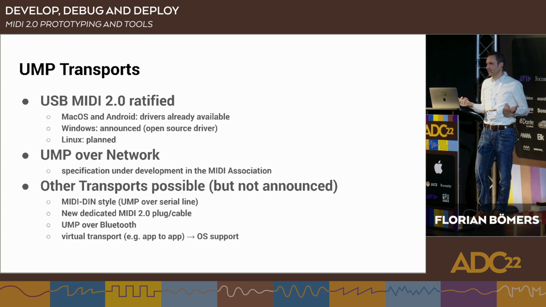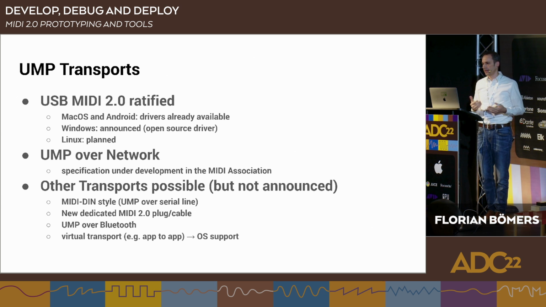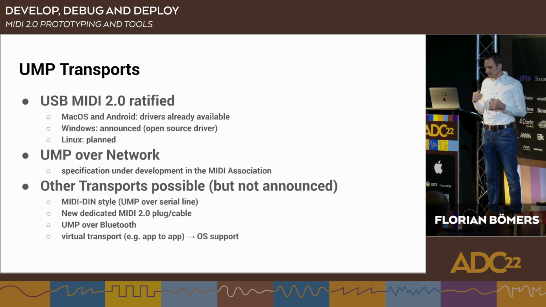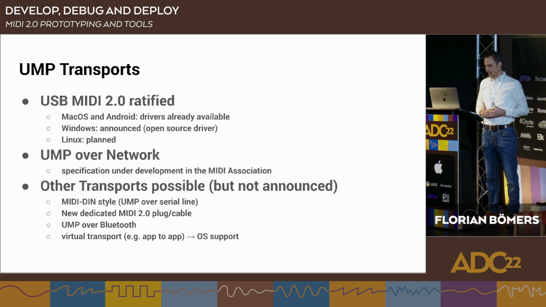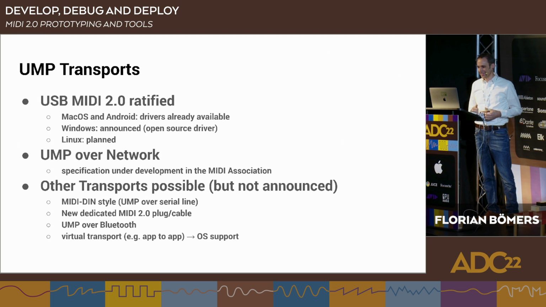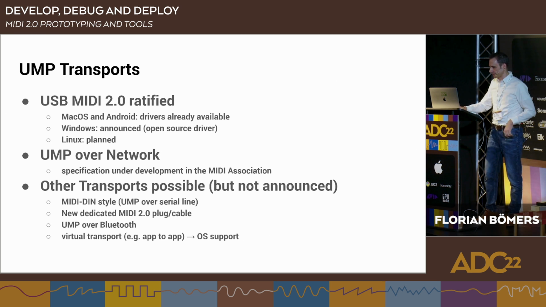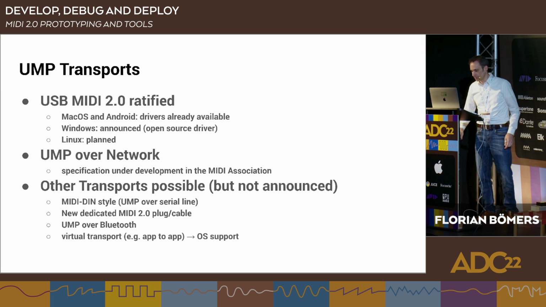One problem with UMP is that it's a new packet format, so you need new transports. USB MIDI 2.0, the standard is ratified in the USB-IF. And we see more and more operating system support. macOS was the first one. Android now has USB MIDI 2.0 support. And on Windows and Linux, we are expecting it, or announcements, relatively soon. And tomorrow there'll be a talk about operating system support.